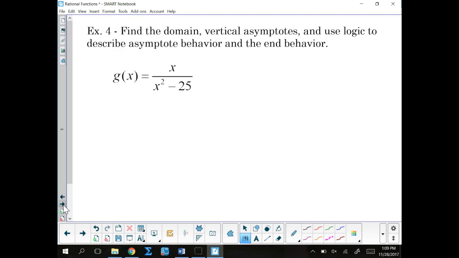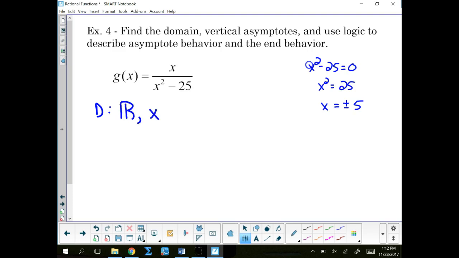Go for it. What do I got to put here? Atta girl. Domain. All real numbers. X cannot equal plus or minus 5. Vertical asymptotes.